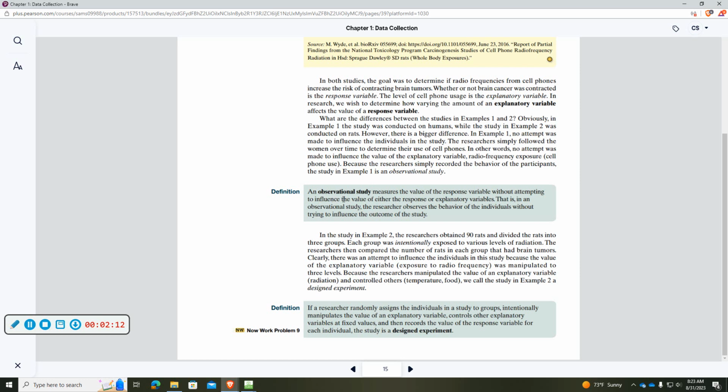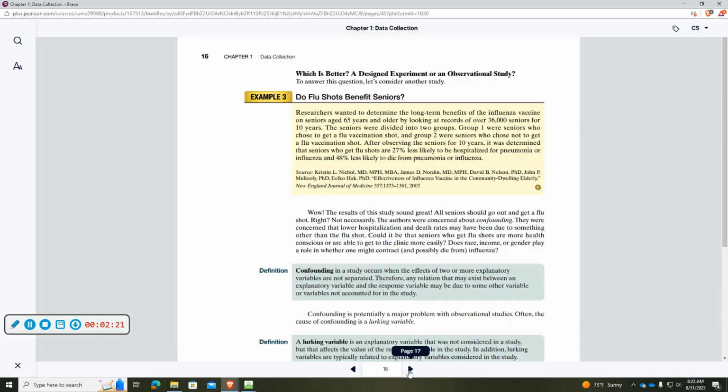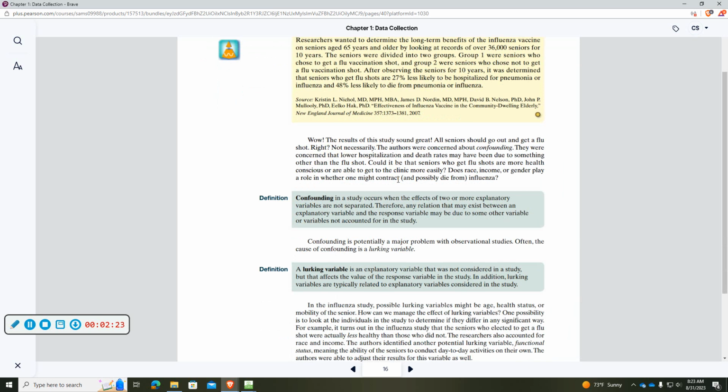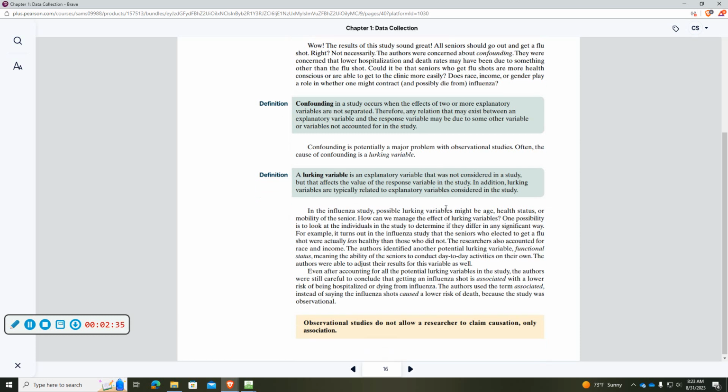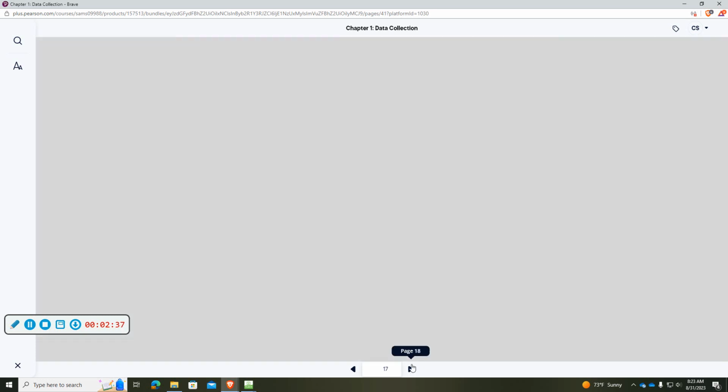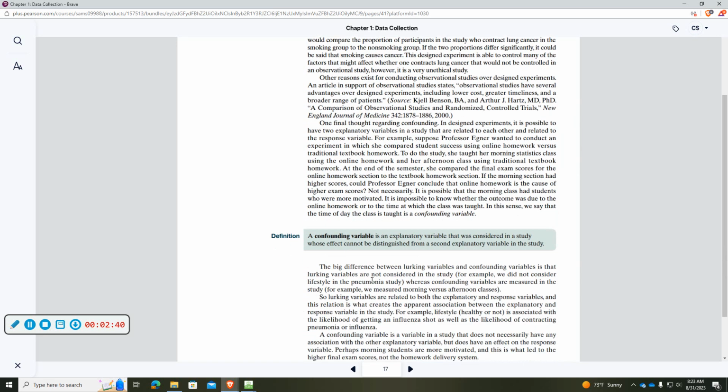So you have an observational study and this definition explained, along with a little example, and then a designed experiment. We have confounding variable. Confounding and lurking variable are both very closely related. You've got lurking variable, which is also similar, and you've got confounding variable.